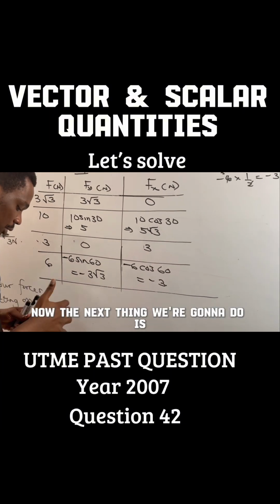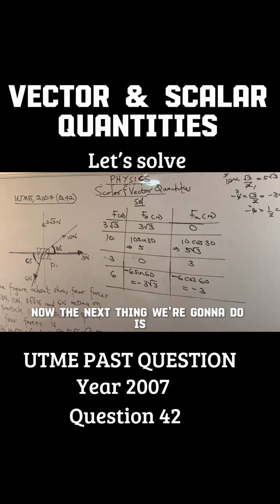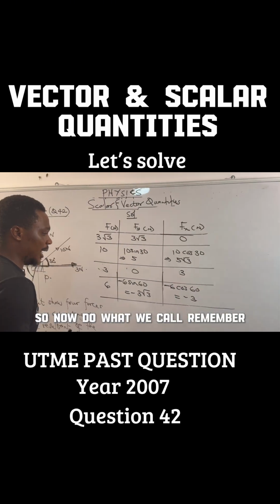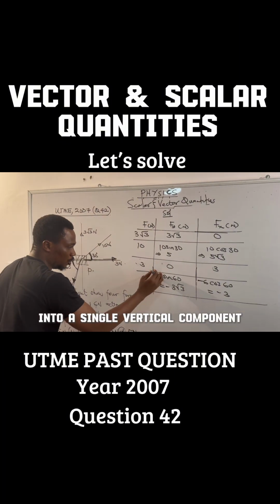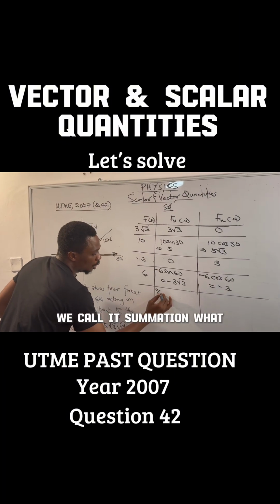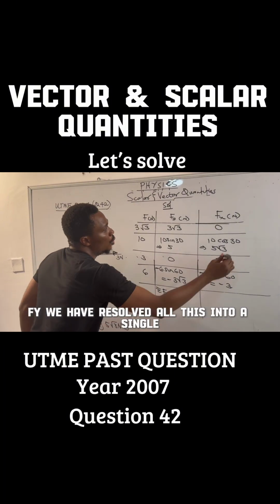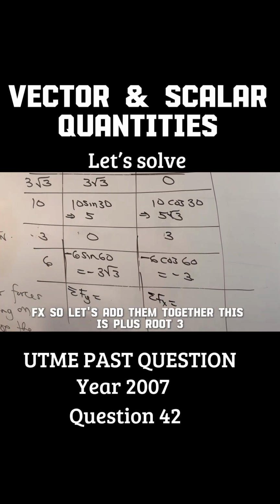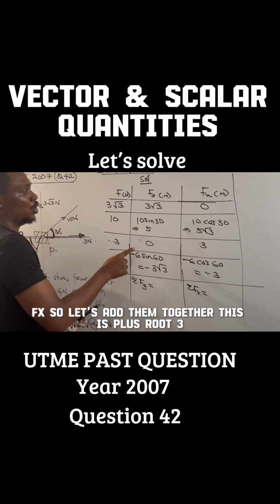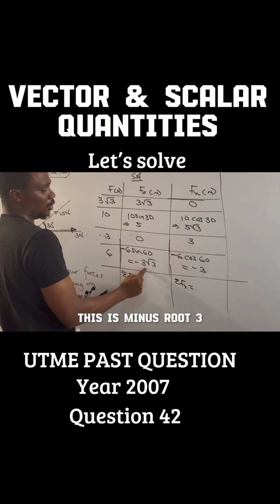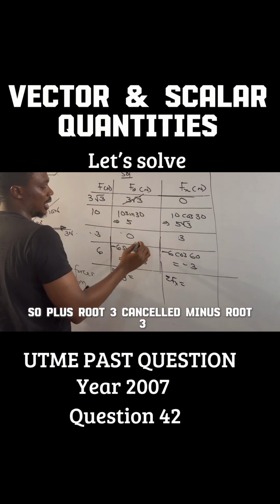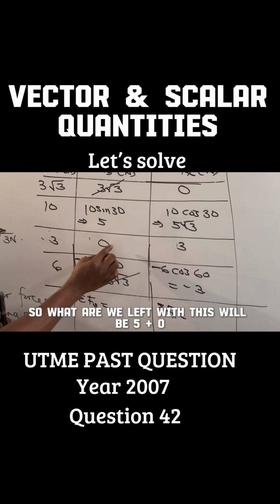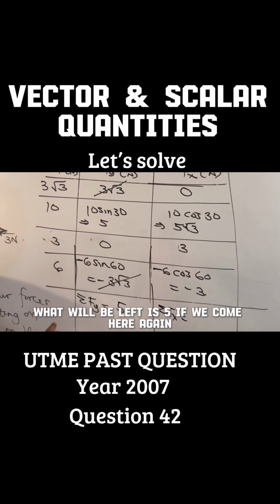So from here, the next thing we're going to do is, remember, we have resolved all these forces into a single vertical component. We call it summation what? Fy. We have resolved all this into a single horizontal component. We call it summation Fx. So let's add them together. This is plus root 3. This is minus root 3. So plus root 3 cancels minus root 3. So what are we left with? This will be 5 plus 0. What will be left here is 5.